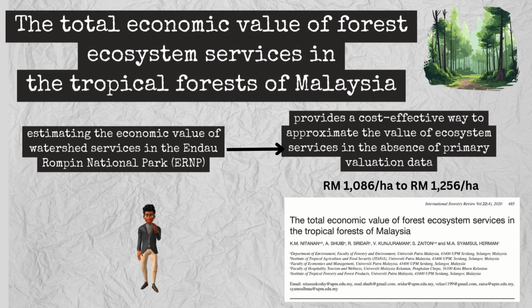Benefit transfer method in this case study involves estimating the economic value of watershed services in the Endau Rompin National Park, ERNP, by adapting values from a previous study conducted in a similar tropical forest ecosystem, the Muda Padu forested catchment in Kedah, Malaysia. The original value of RM 1,086 per hectare for water treatment services was updated to RM 1,256 per hectare using the Consumer Price Index, CPI, from October 2016 to account for inflation.